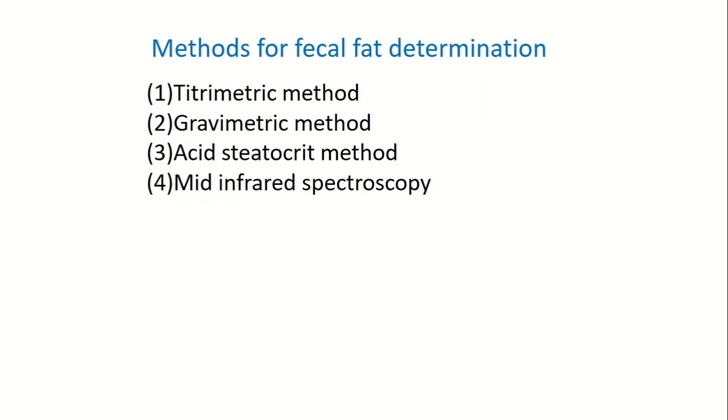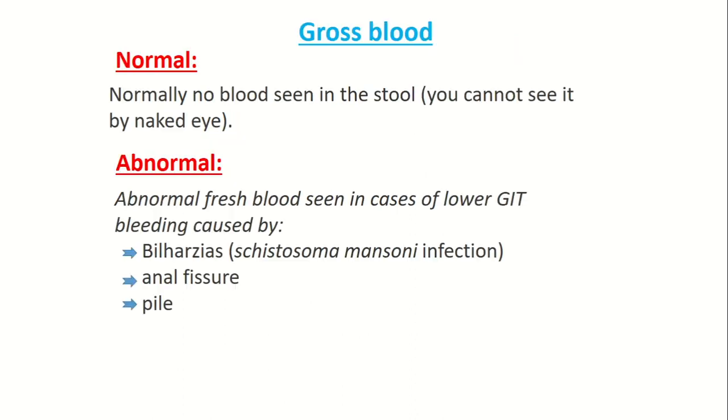Now, how to detect this fecal fat? So there are four methods: titrimetric method, gravimetric method, acid steatocrit method, and mid-infrared spectroscopy. You should at least know these different names of methods. In our practice, usually we can detect fat globules microscopically on saline preparation, and that is good enough for considering abnormal amount of fat.